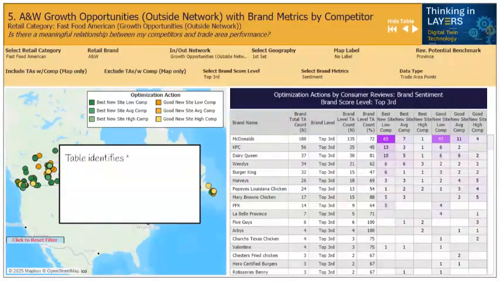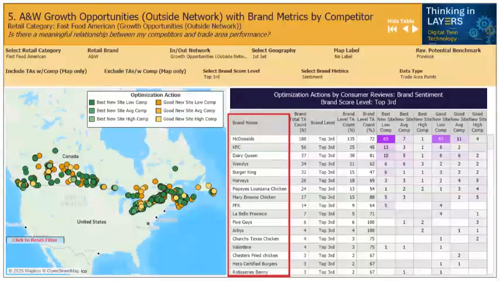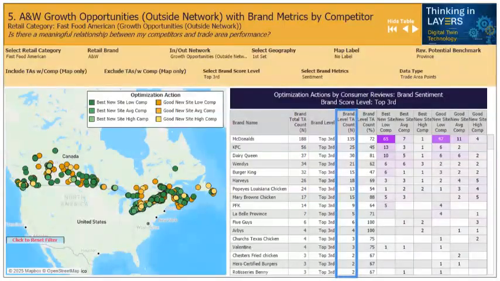Tab 5 identifies the trade areas where competitors are individually in the top one-third in brand sentiment, but still in overall low sentiment trade areas. Competitors are compared against the trade area actions along the top row. The first column is the retail brand, the second the number of trade areas, the third is the brand level, and the fourth the trade area count.